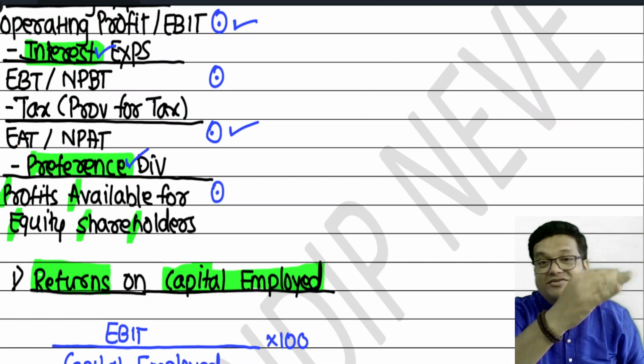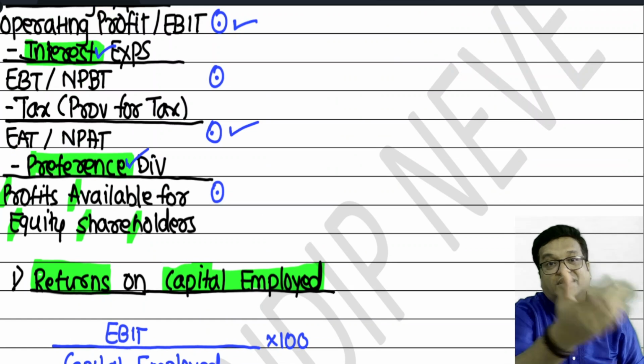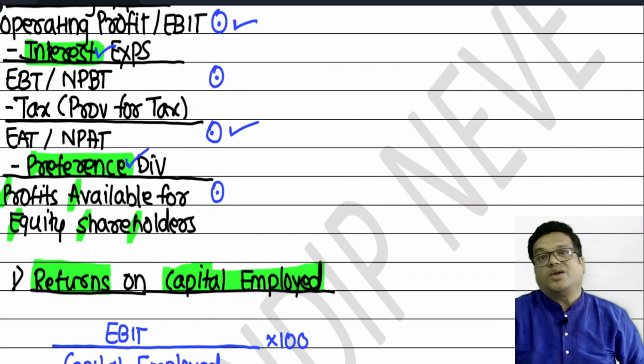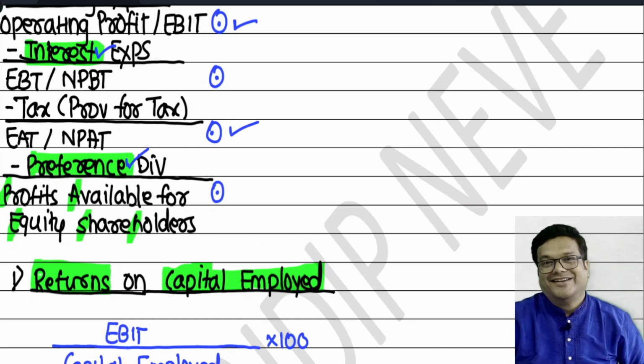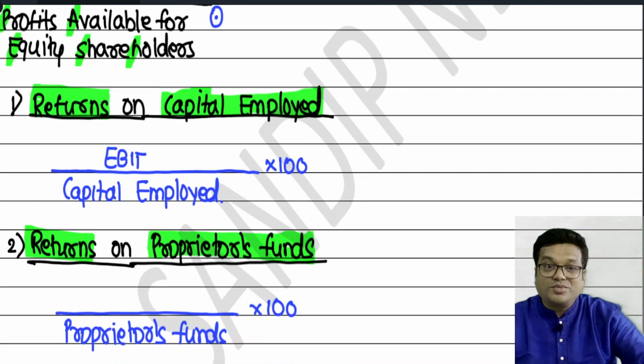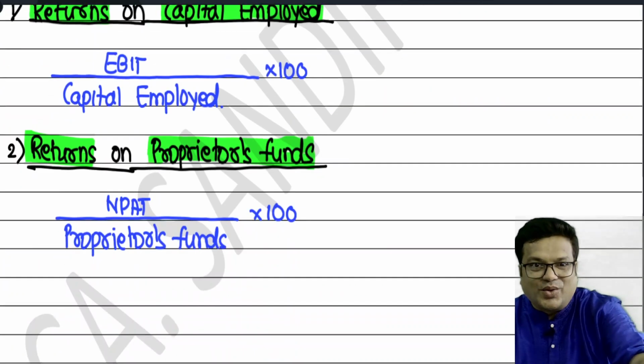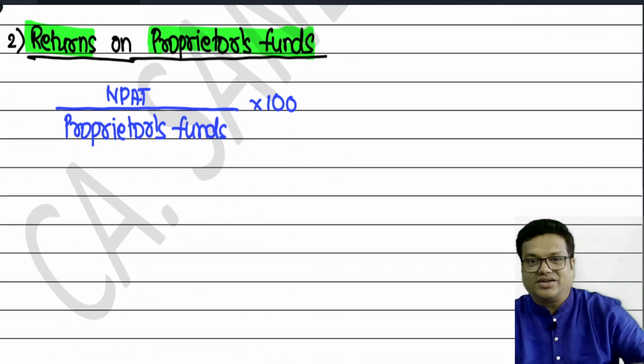See, from NPAT, we make a payment of preference dividend. So we are left with PAISH, profits available for equity shareholders, from which we will pay equity dividend to all our equity stakeholders. Isn't it? It is so simple, guys. So what will be the numerator? The numerator is bound to be NPAT. Got it? Got it till here? Okay. Let's go ahead with the third one now.